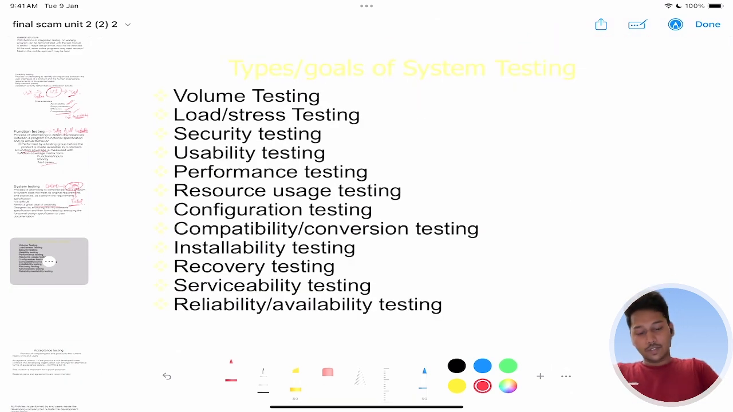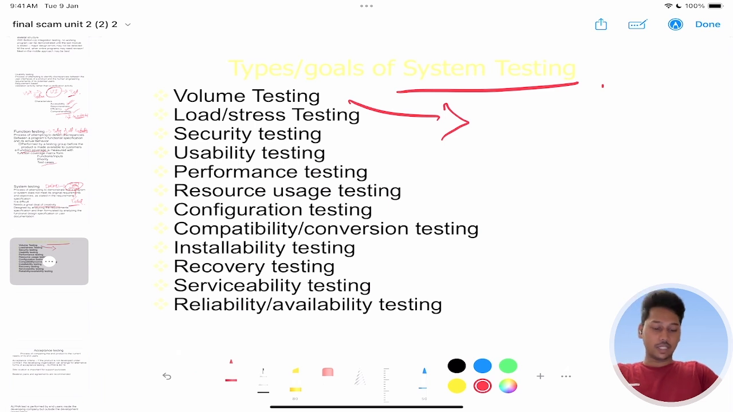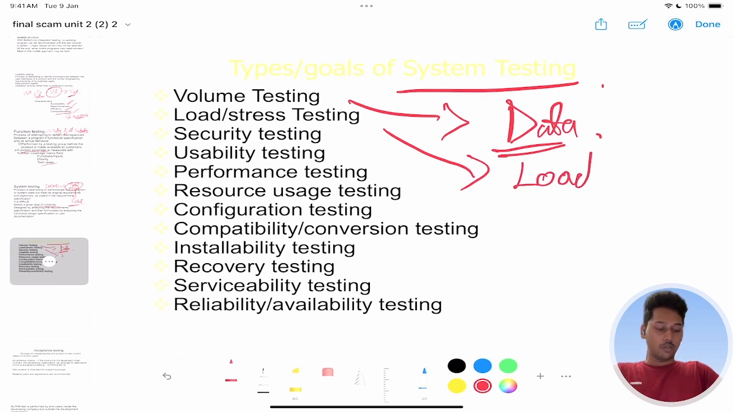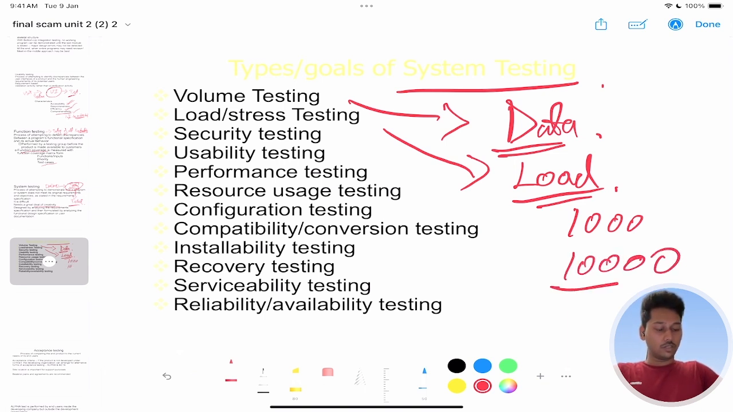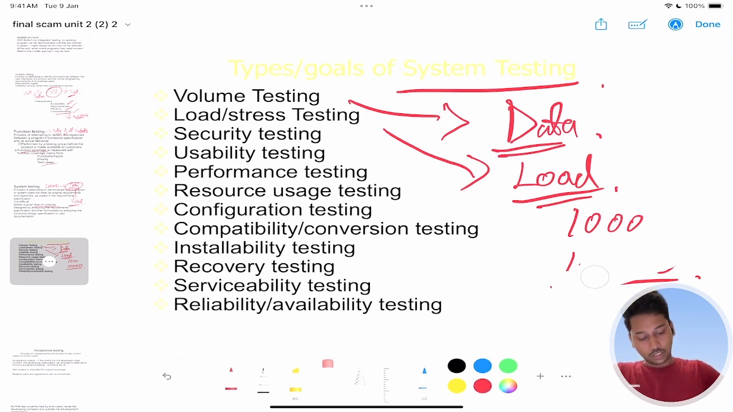Now we'll discuss different types of system testing. First is volume testing. Volume testing is when the system is subjected to a large amount of data, and then its performance is seen. And then load testing. Load testing is when the system is subjected to a high amount of load, like testing for 1,000 users, whether it can hold it or not, then for 10,000 users, like that.